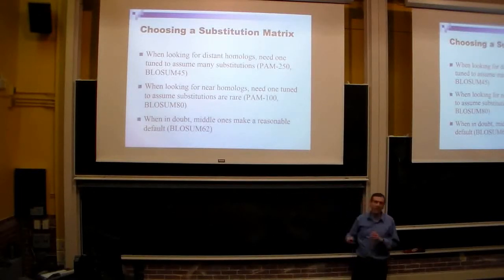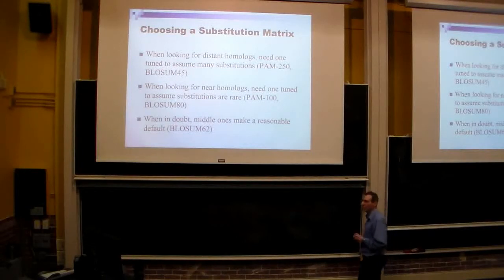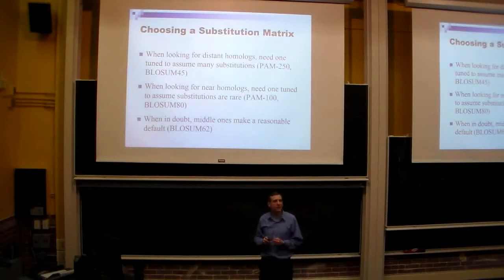Often you can use BLOSUM 62, which is kind of an average one, as your default if you don't really know what you're looking for. So that's a good one to pick if you have no reason to pick anything else. Any questions about that?